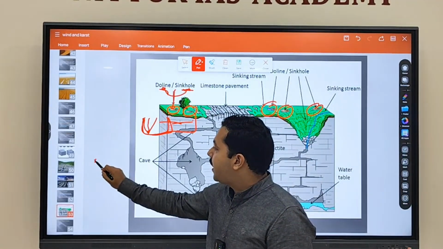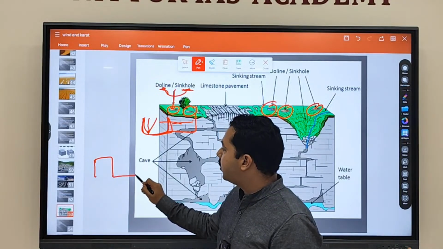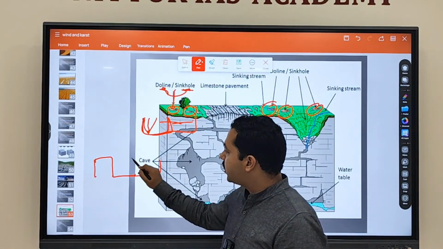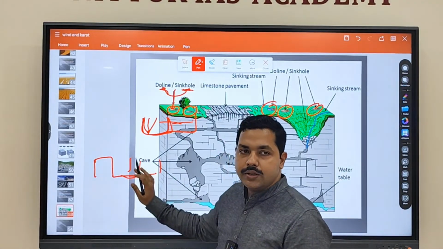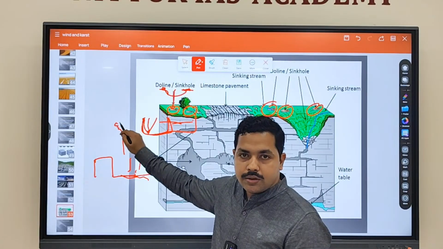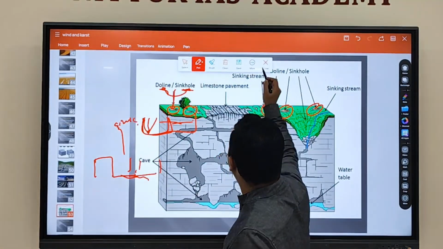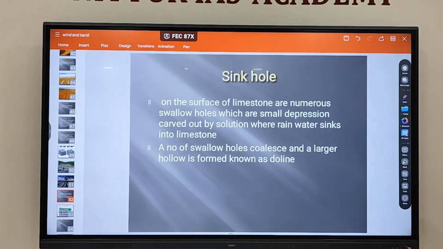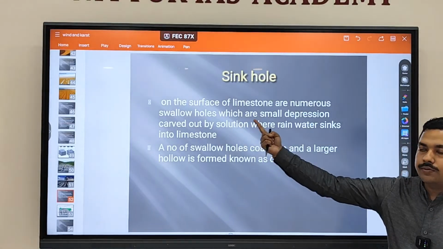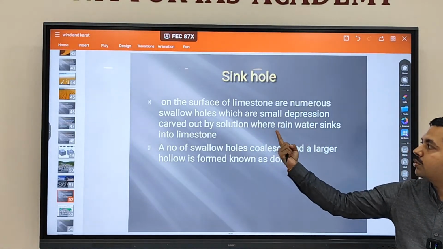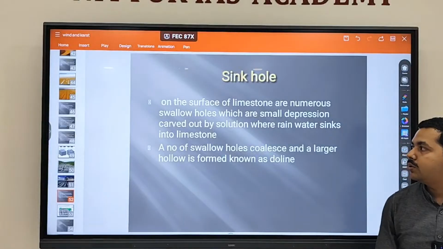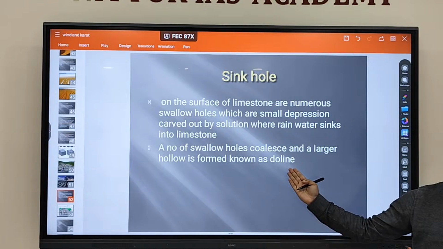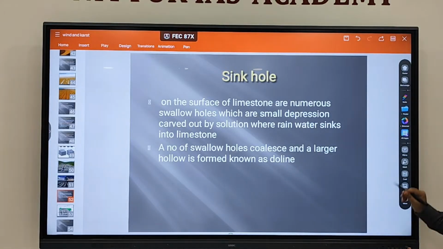Just now we discussed that you have a clint, this rectangular block, and this part is referred to as a grike. When the grike gets enlarged, water starts to move underground, and this is called a sinkhole. So what is the definition of a sinkhole? On the surface of limestone, there are numerous shallow holes, small depressions carved out by solution. Rainwater sinks into limestone. A number of shallow holes become larger, and it is referred to as a doline.